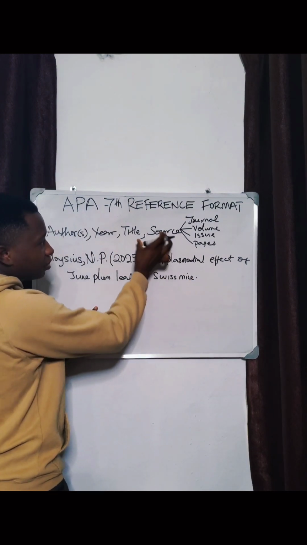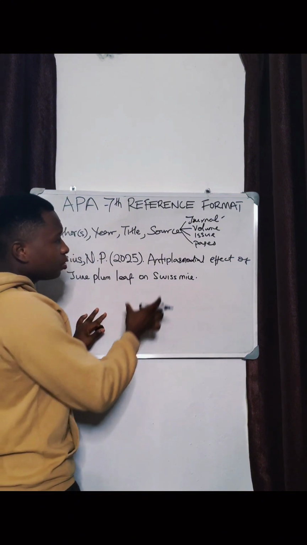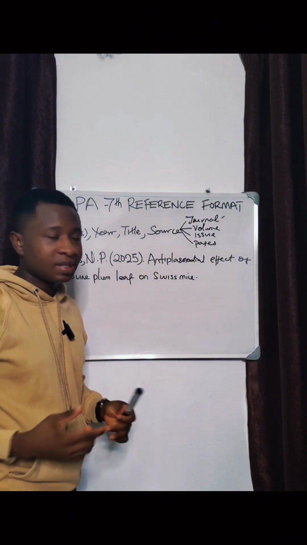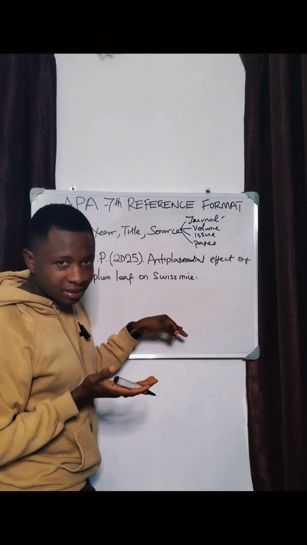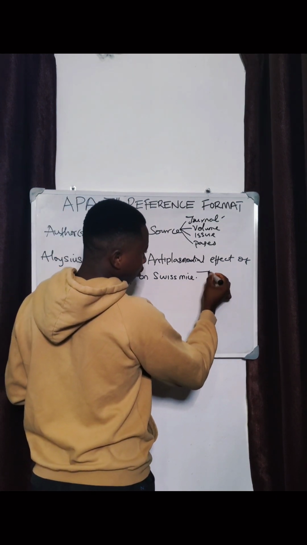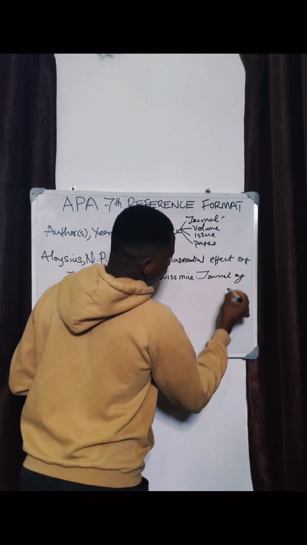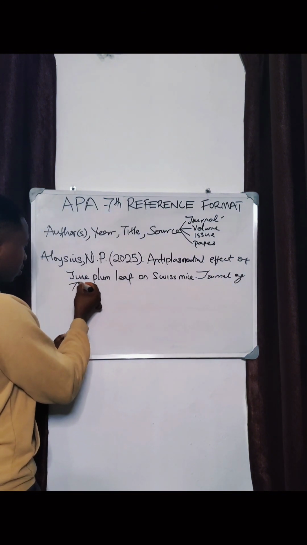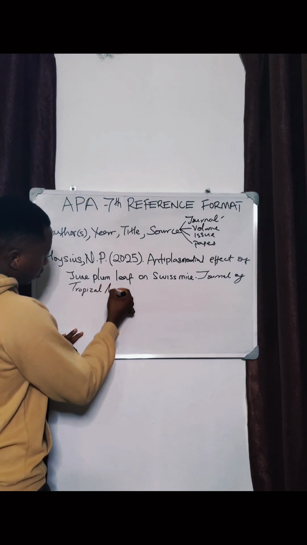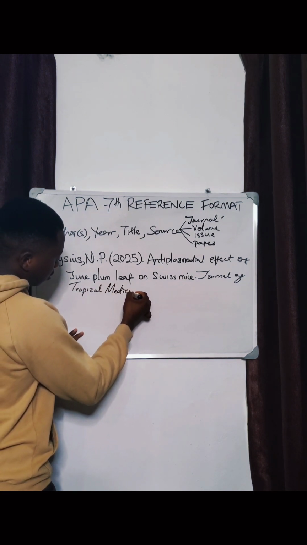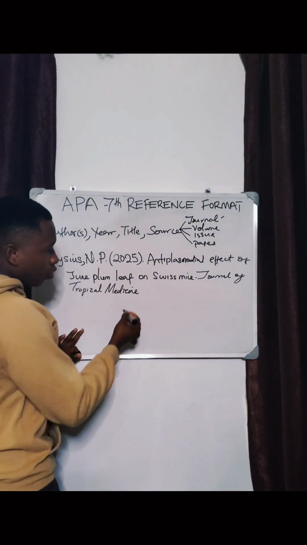Then the next thing that follows is your source. And the first thing that comes is your journal. Okay. So let's assume this work is published on the Journal of Tropical Medicine. So we are going to write Journal of Tropical Medicine in italics, followed by a comma.